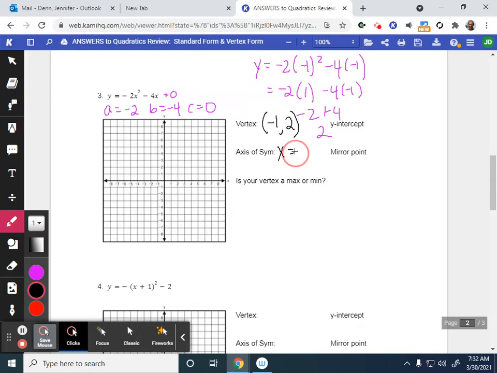Axis of symmetry is x equals -1. Y-intercept is 0, 0, because of the c value. So let's graph this. Vertex. Axis of symmetry. Ooh, that's sloppy. Y-intercept. Mirror point. So the mirror point is at -2, 0. My parabola is going to open upside down. Vertex is a max.